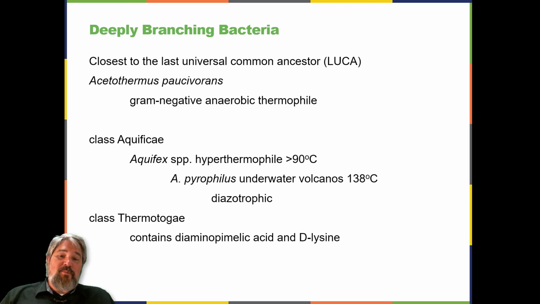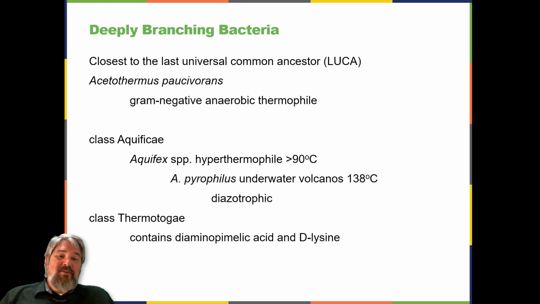The class Thermotogae is represented mostly by hyperthermophilic, as well as some mesophilic, preferring moderate temperatures, anaerobic gram-negative bacteria whose cells are wrapped in a particular sheath-like outer membrane called a toga. The thin layer of peptidoglycan in their cell wall has an unusual structure. It contains diaminopimelic acid and D-lysine.